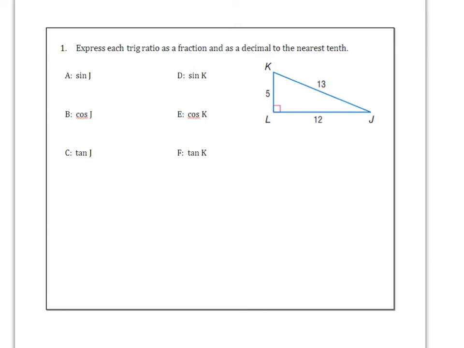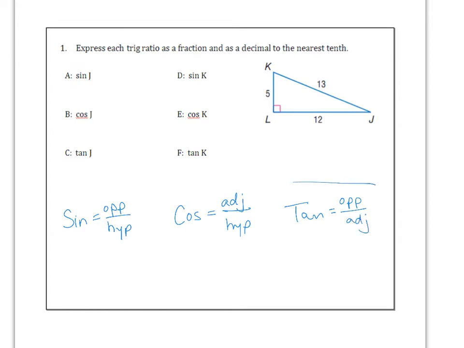Okay, so I want you to remember sine, cosine, and tangent. Sine was opposite over hypotenuse. Cosine was adjacent over hypotenuse. And tangent was opposite over adjacent. Okay, so let's remember this while we work.